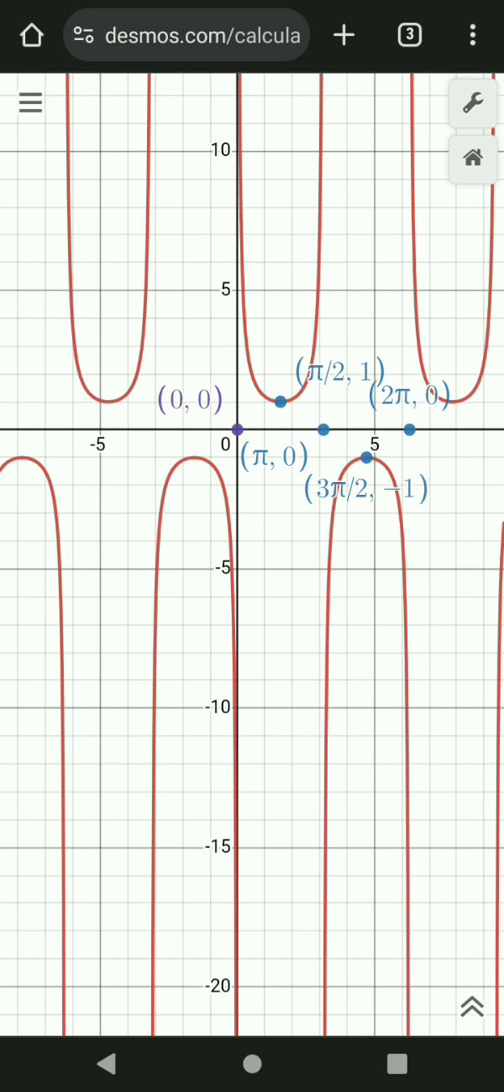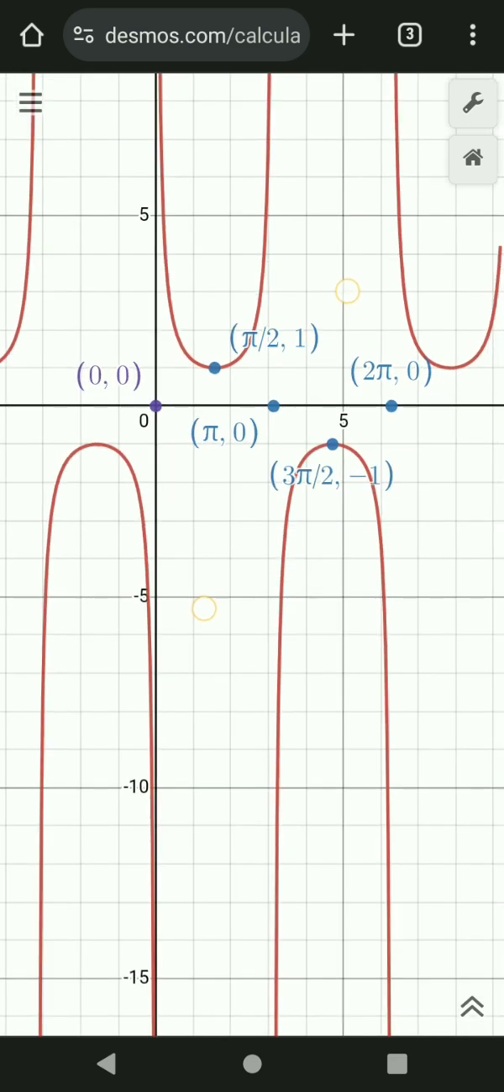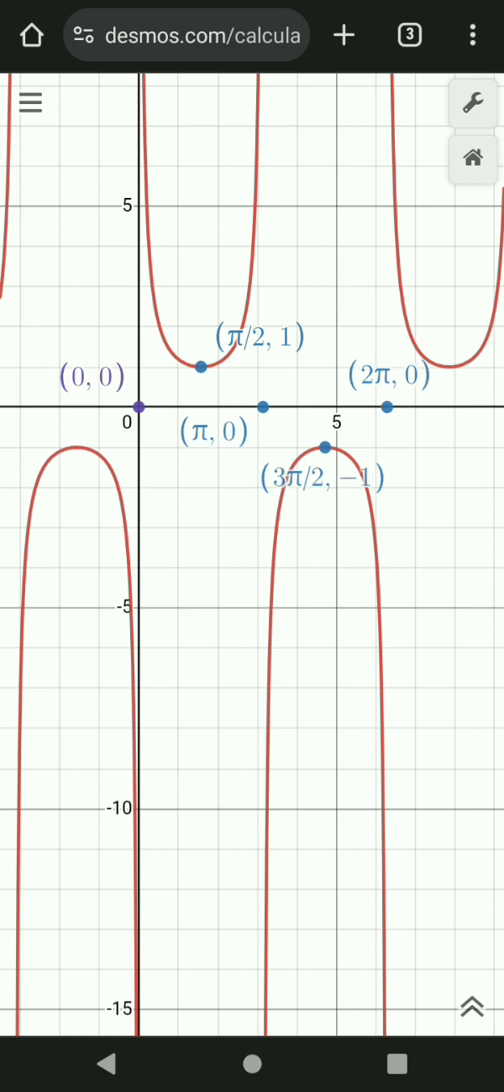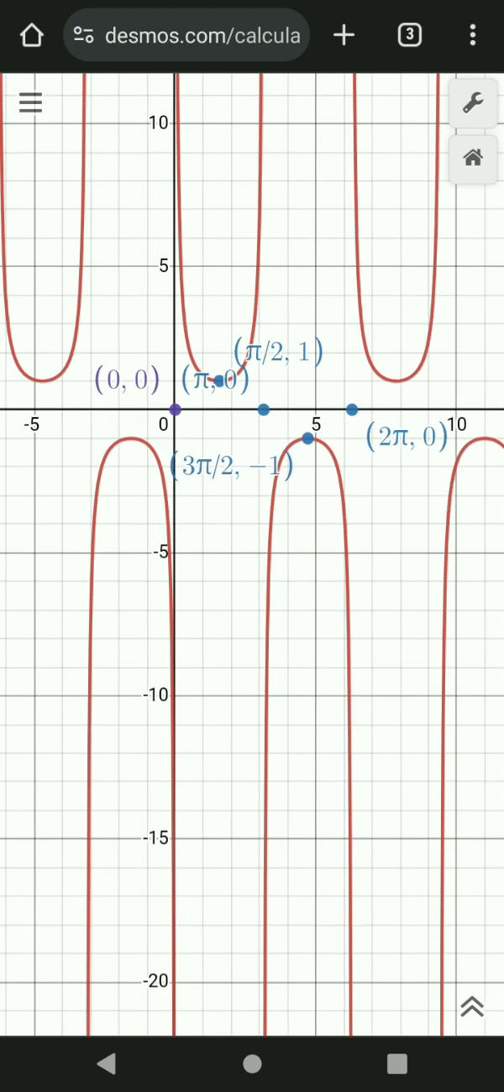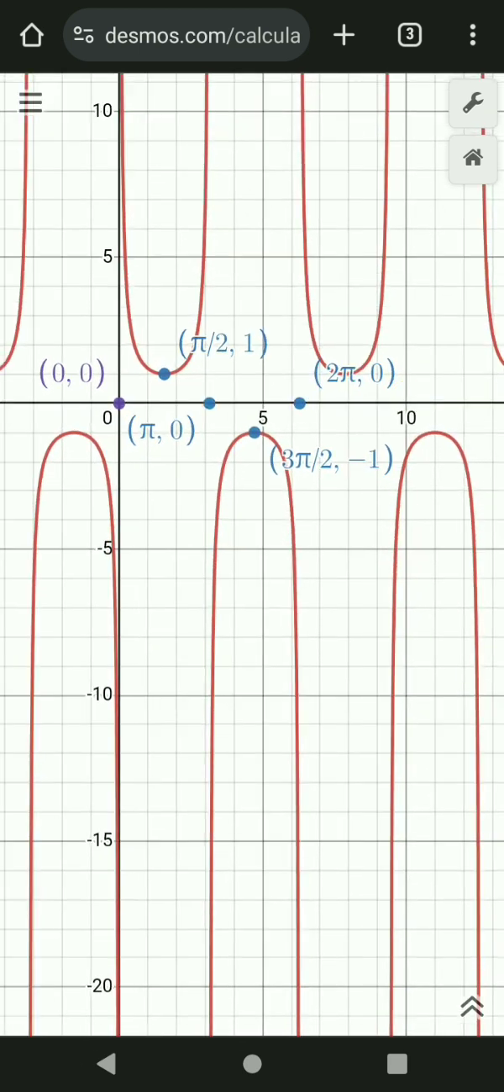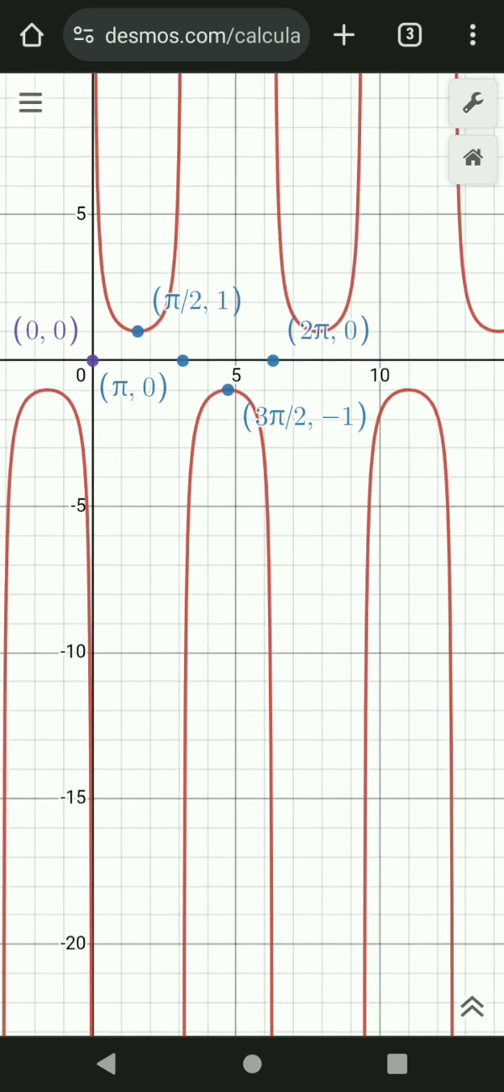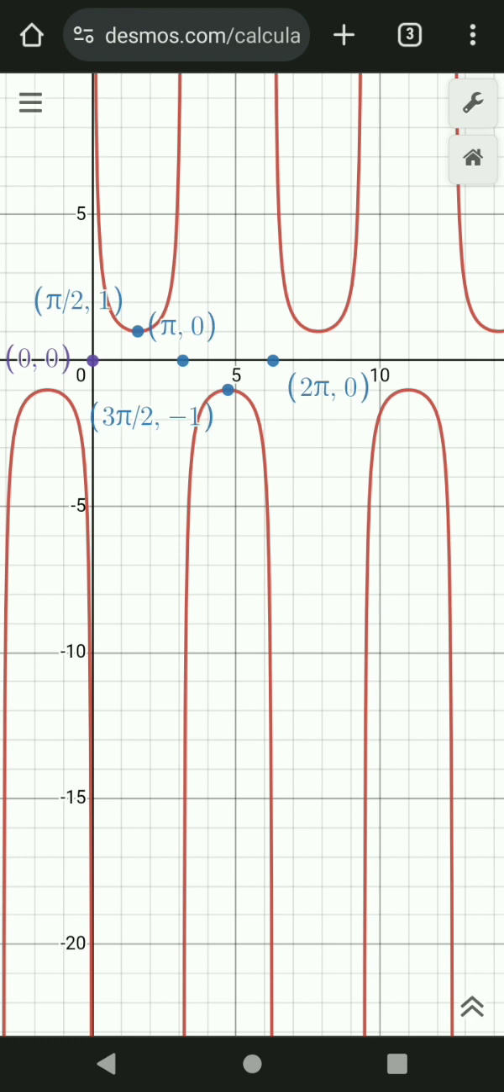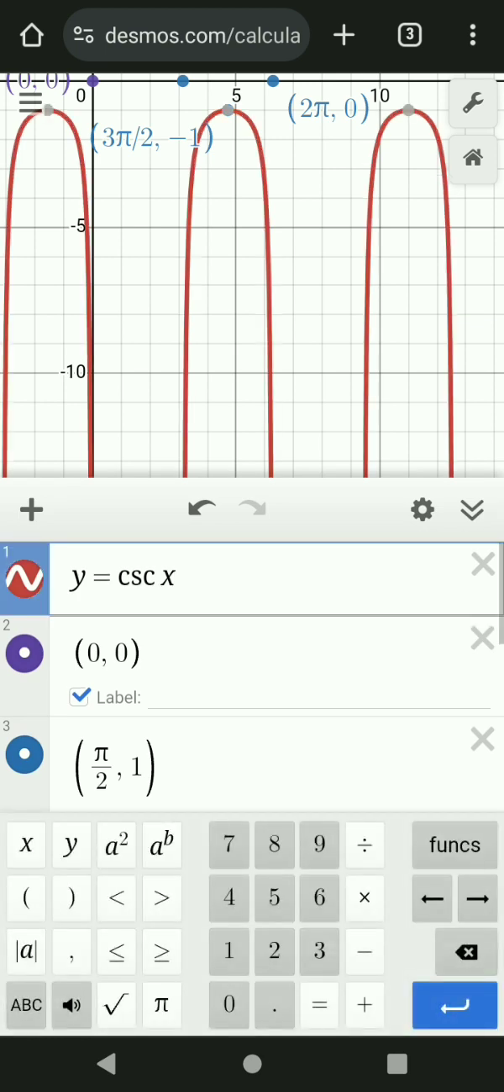Now the CSC, or the cosecant, is the reciprocal of the sine, in which this is what the cosecant looks like in the graph. Wait, see there. So the sine, when you graph, is just a guide for you to graph the cosecant.